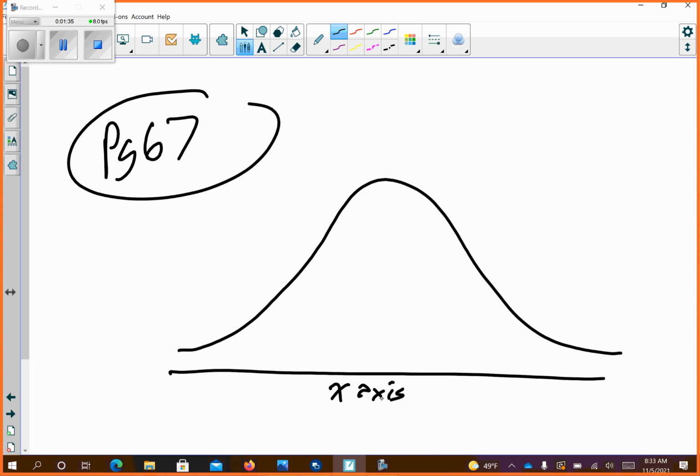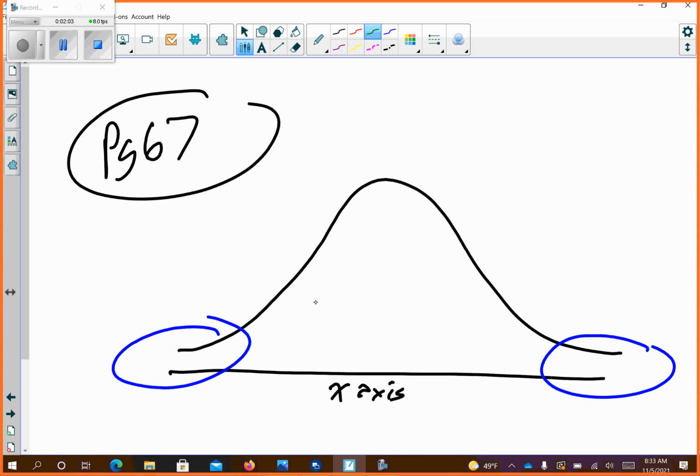All right, so a few things to notice about this. It is symmetric. This is the x-axis. But notice as I go towards positive infinity this way, negative infinity this way, what do you notice about the graph? Is it crossing the x-axis? No. Is it touching the x-axis? No. Okay, so those are things to know about the normal distribution.